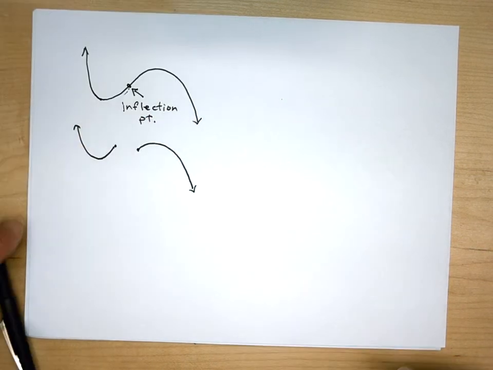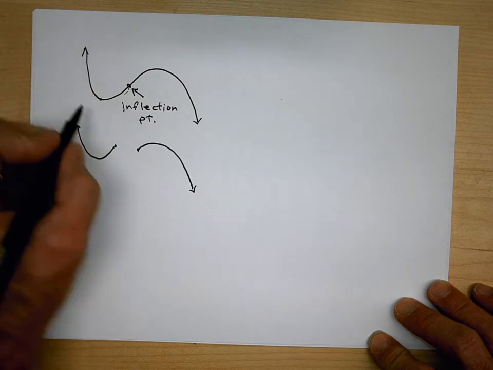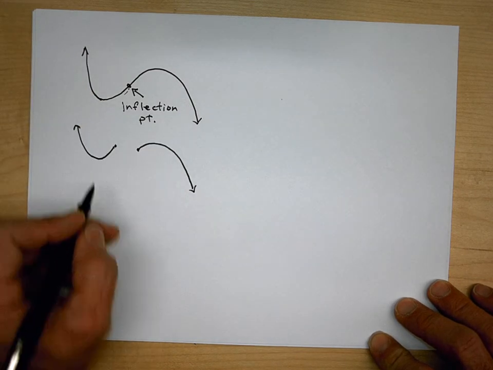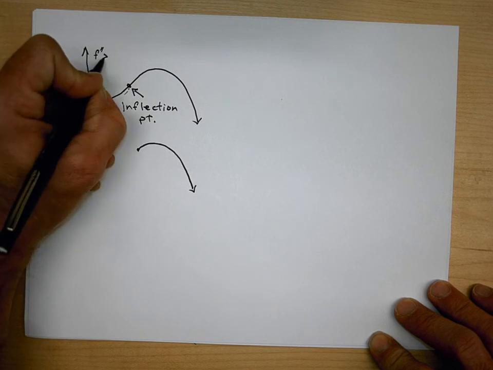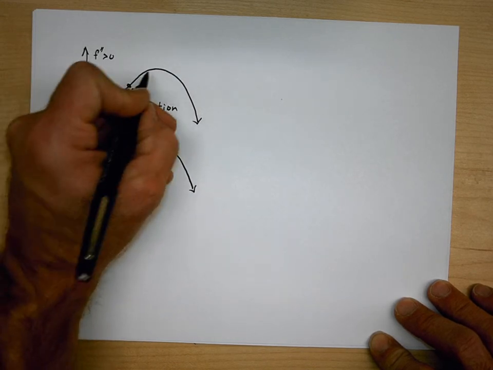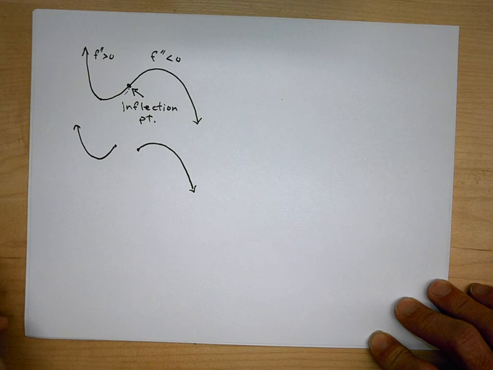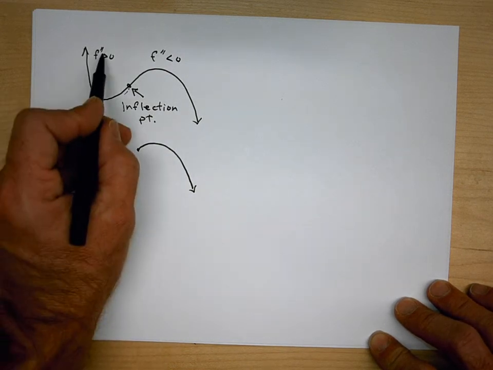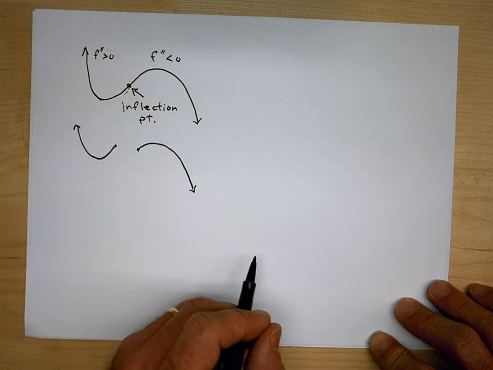So what does this mean? It also means that the sign of the second derivative changes, right? Because where it's concave up, the second derivative is positive. Over here where it's concave down, the second derivative is negative. So if the second derivative is going to go from positive to negative, what do we know about what's going to happen at an inflection point?